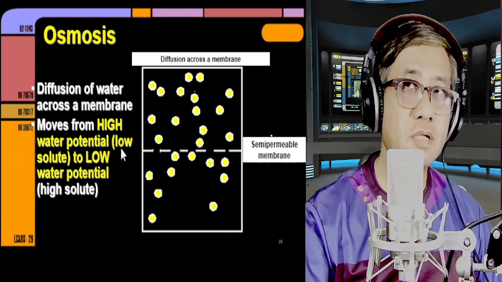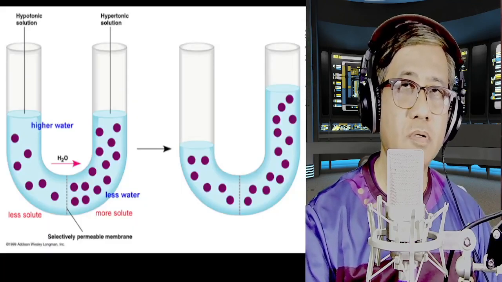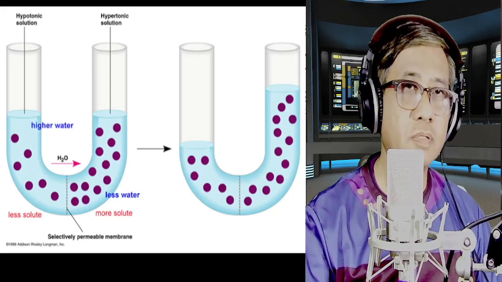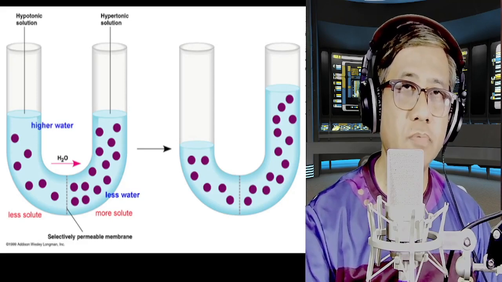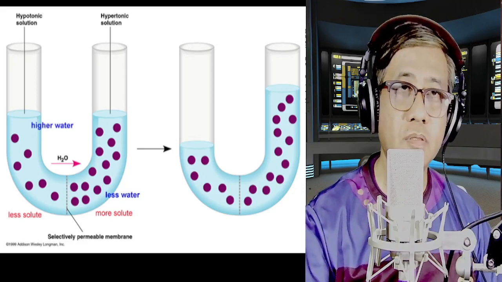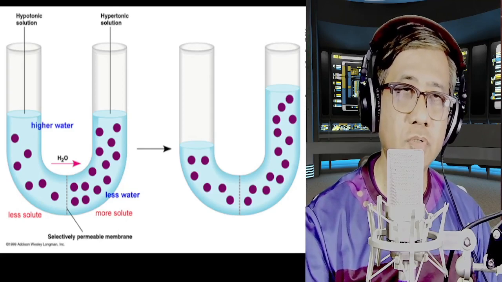Now class, let's take a look at this example to illustrate the mechanism of osmosis. Now we have here a U-shaped test tube. At the middle of this U-shaped test tube is a semi-permeable membrane. The semi-permeable membrane will allow only water molecules to enter, and this membrane will not allow solutes to penetrate, like in the case here we have, let's say, sugar as our solute.